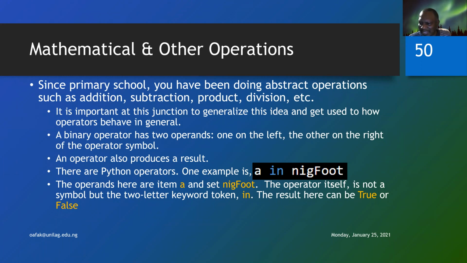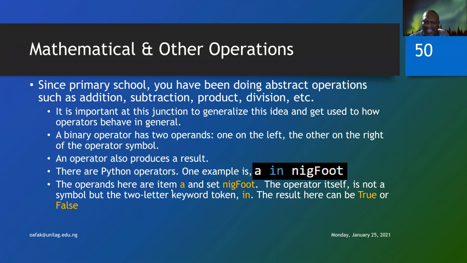And now this has a result. The result is true or false. If it turns out that A is not in Knightfoot, this thing will give us a result of false. If it turns out that A is in Knightfoot, this one will give us a result of true. I hope you have practiced, that you have seen that sometimes A may be in Knightfoot, you get true. Sometimes A may not be in Knightfoot, then you get false. Now, this is an example of an operation in Python.